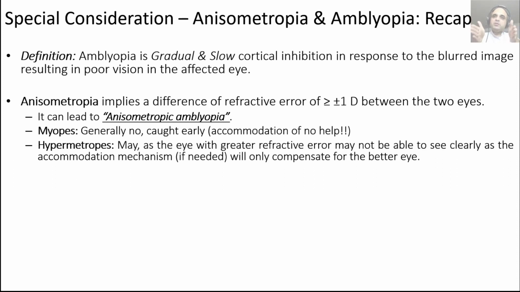So accommodation will only work for the eye that has the lesser magnitude of refractive error. The eye with the greater amount of hypermetropia would still generate a blurred image, and that eye would become amblyopic over time.